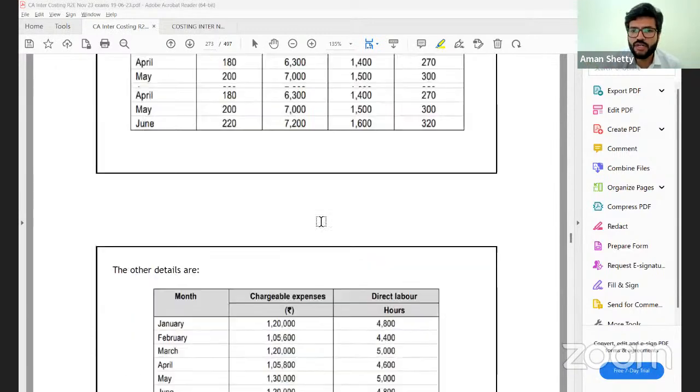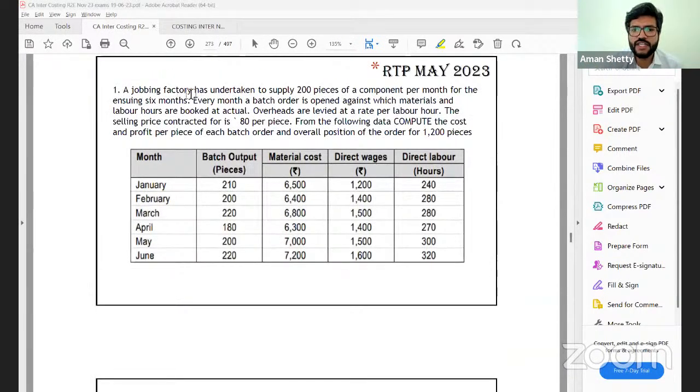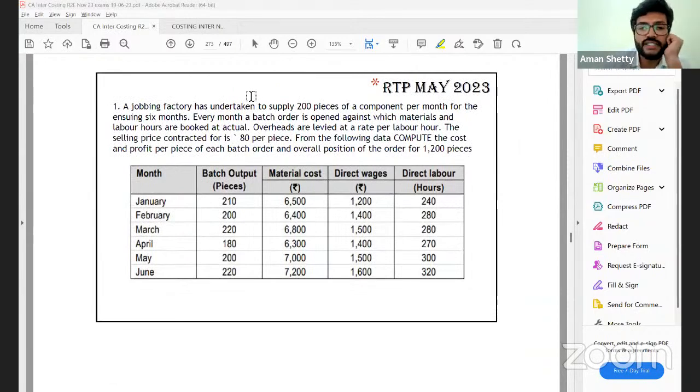When you're solving, you'll get to know. Just quickly glance at the question. A jobbing factory has undertaken to supply 200 pieces of a component per month for the ensuing 6 months. Every month, a batch order is opened against which materials and labor are booked at actual. Overheads are levied at a rate per labor hour. The selling price contracted is rupees 80 per piece. From the data, calculate cost and profit per piece of each batch and the overall position of the order for 1,200 pieces.